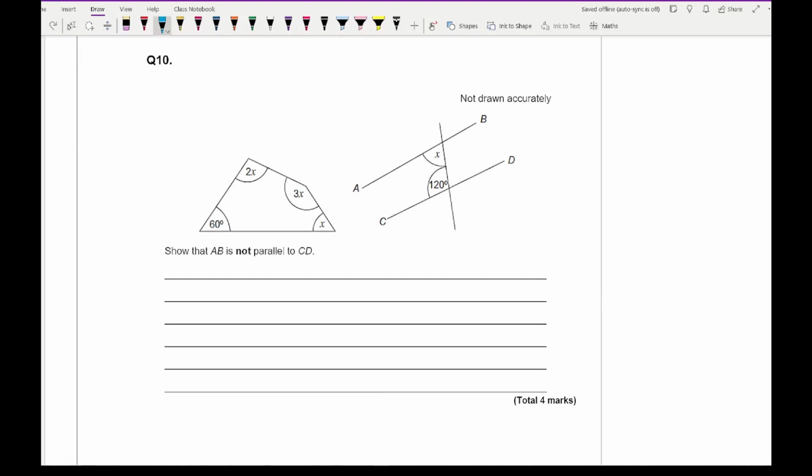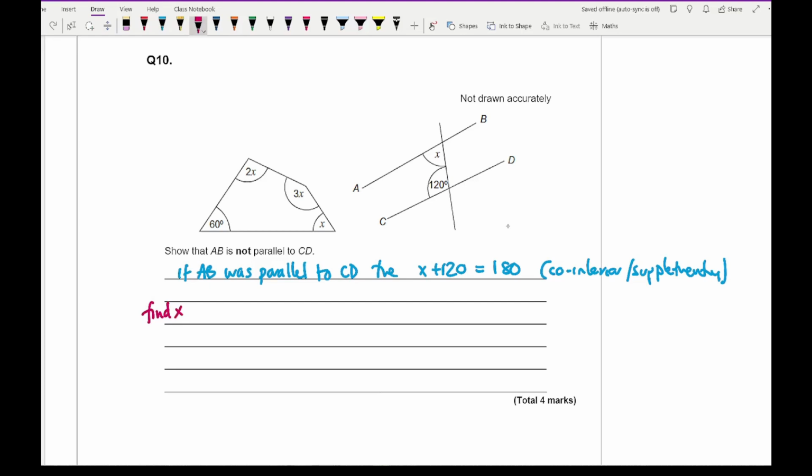So here, if AB was parallel to CD, then x plus 120 would equal 180 because they're co-interior or supplementary. So this is the general rule that I'm going to be using to prove whether this is true. So the first thing I need to do is I need to find x. I'm going to find x by using this diagram here and knowing that all those angles added together in a quadrilateral add up to 360.